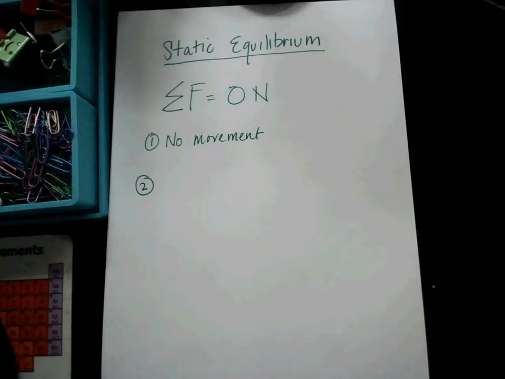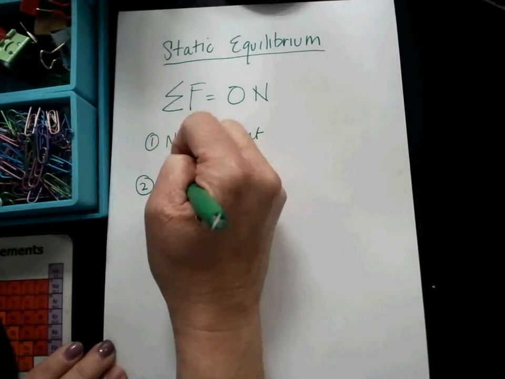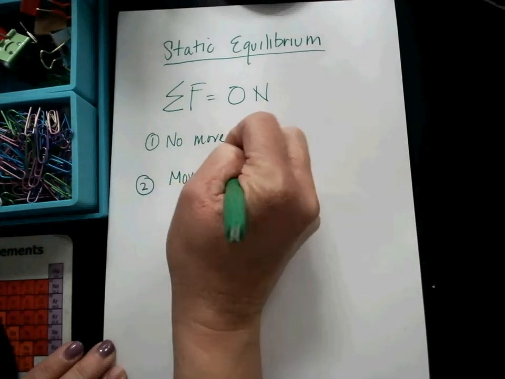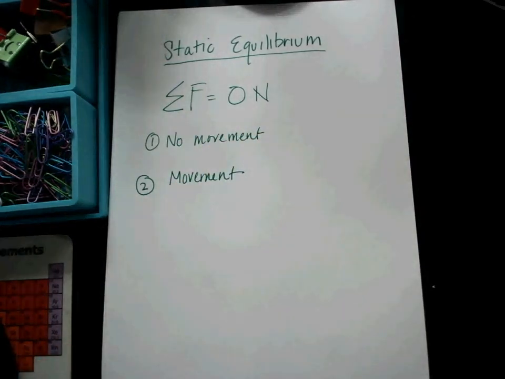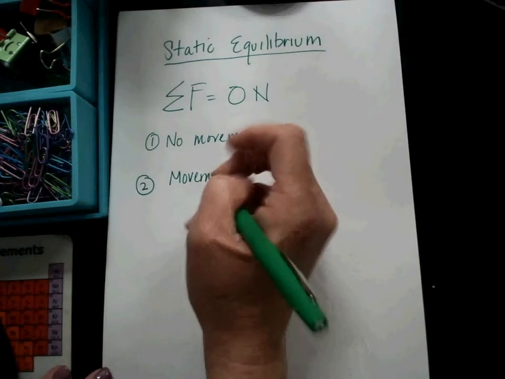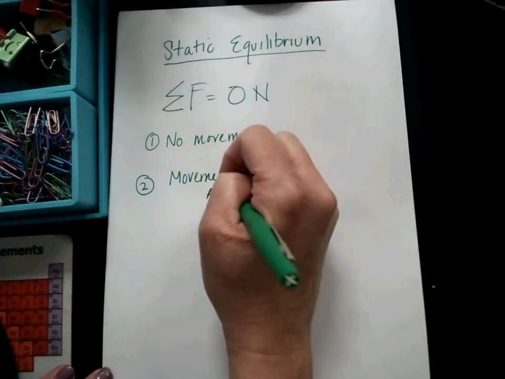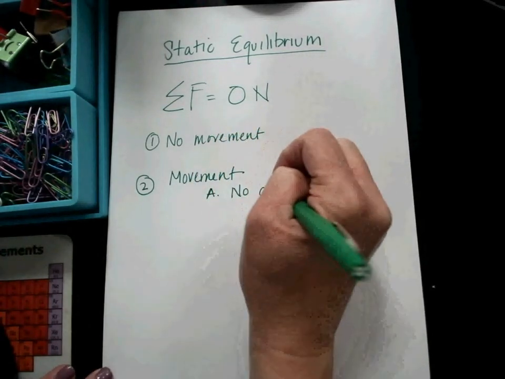Let me ask you this. Can a body in motion be in equilibrium? Yes. Good. Who said that first? Grace, why did you say yes? Okay, so think about this. I can have some movement, but if I have some movement, there are some conditions. The first one being there is no acceleration.